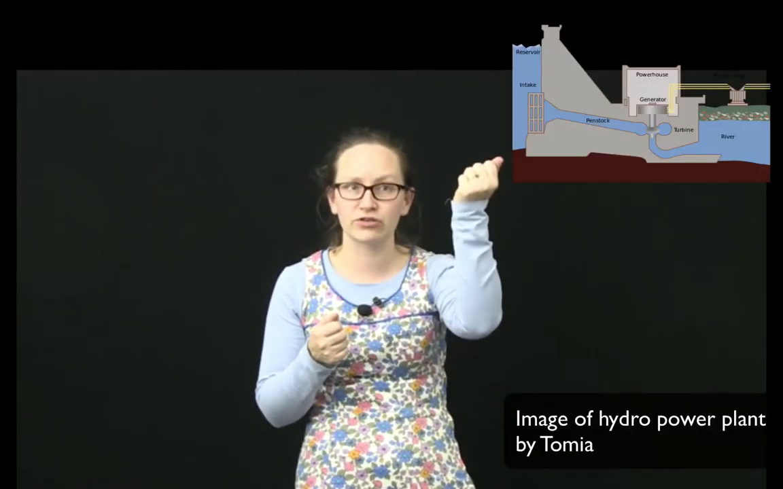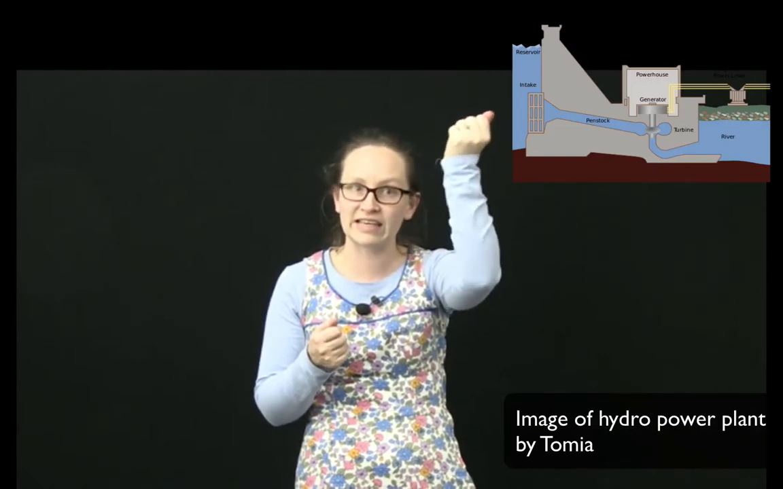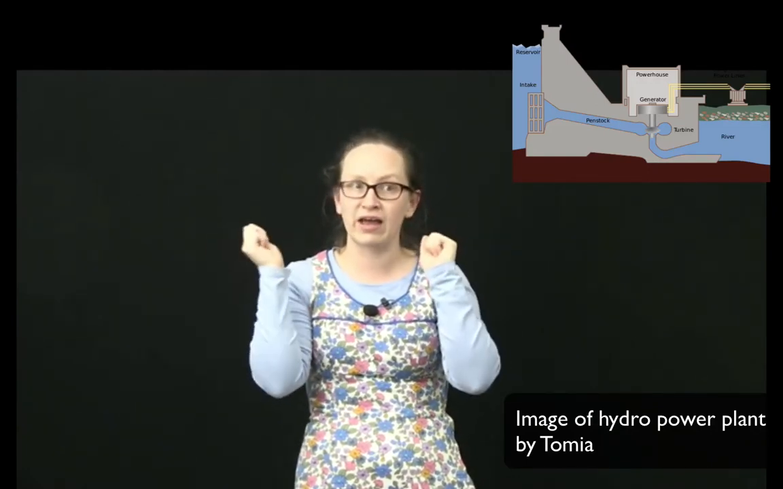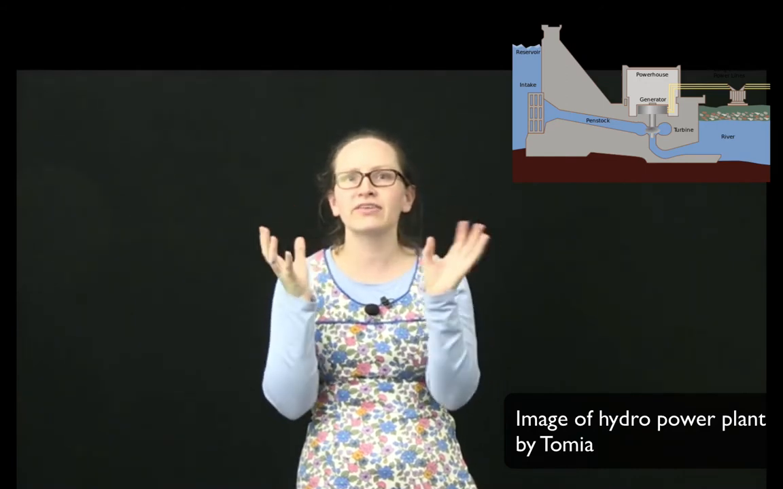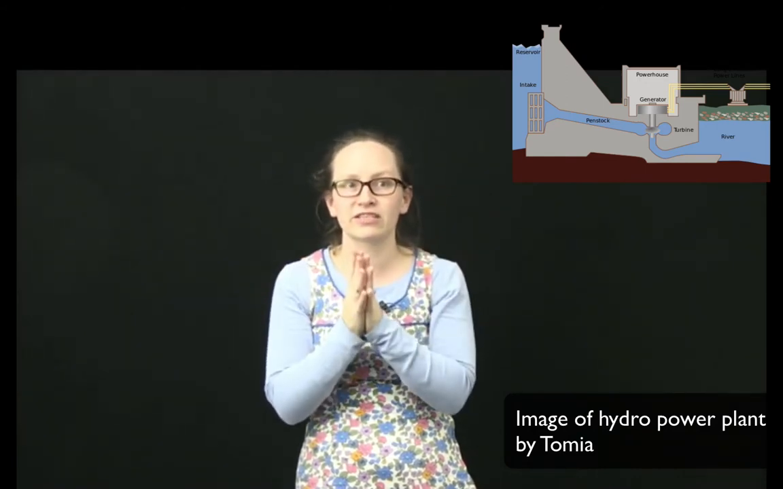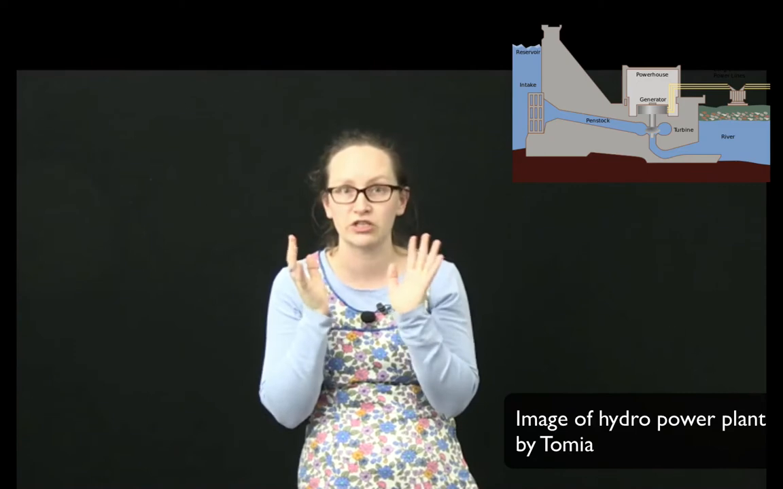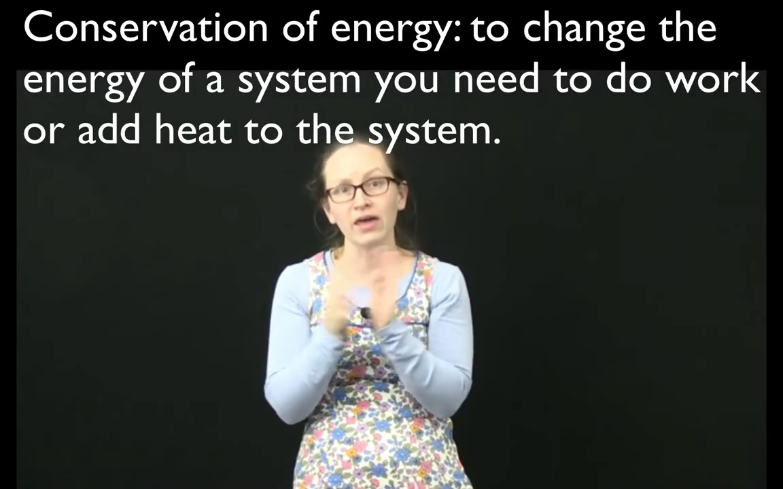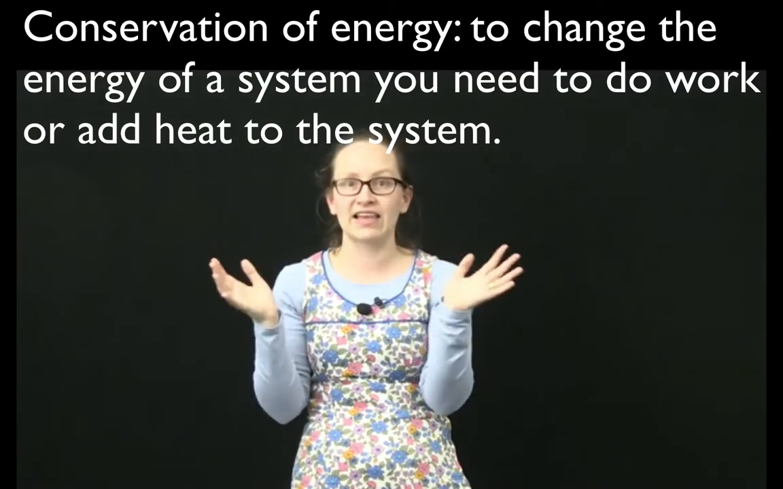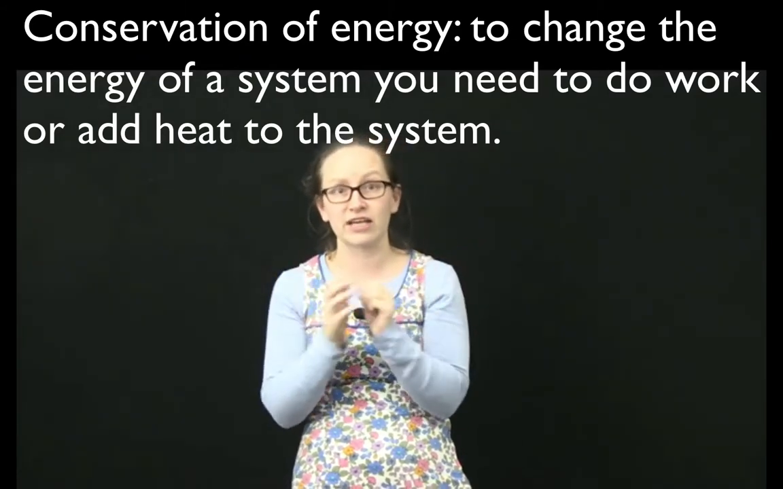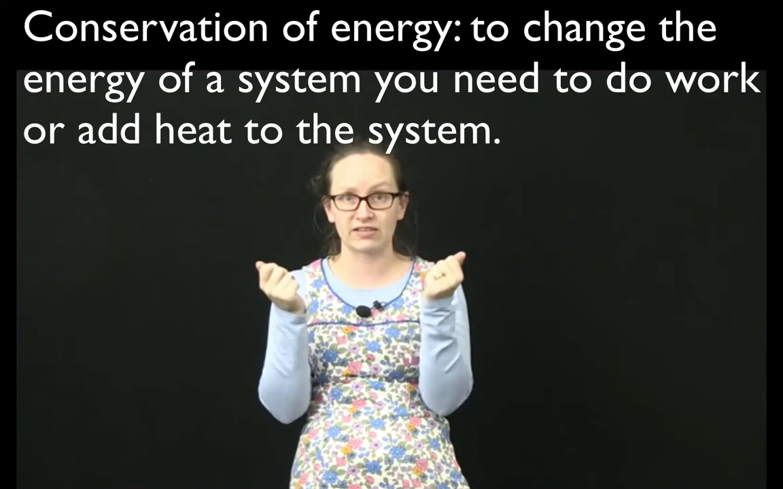So let's consider now how hydropower plants work. Hydropower plants work by basically converting the gravitational potential energy of the water in the river into electrical energy. To understand how this happens, we first need to understand the law of conservation of energy. We've met the law of conservation of energy briefly before, and we'll be looking at it again later. The law of conservation of energy is a very, very important law in physics.